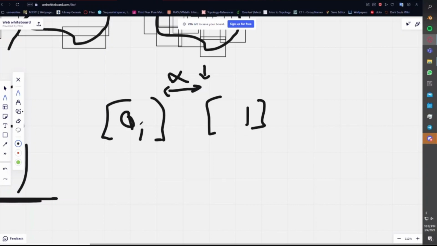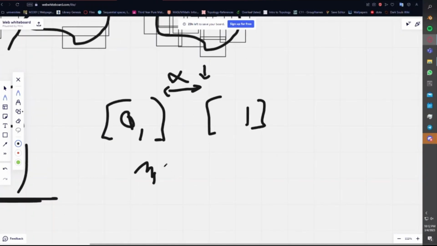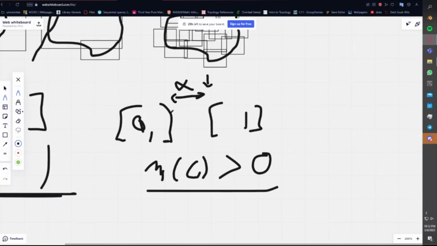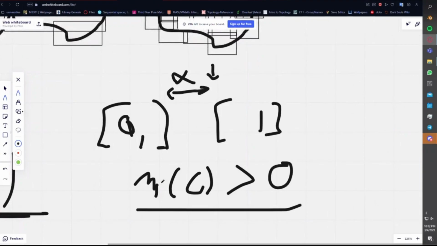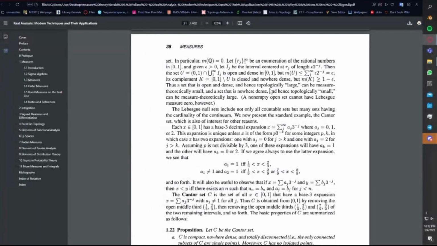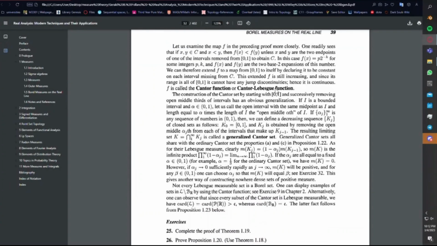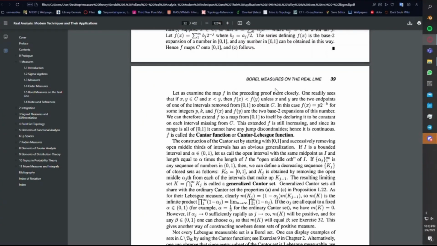It's going to be compact, nowhere dense, but it's going to have positive Lebesgue measure. The Lebesgue measure of that set is going to be positive, and this is the general Cantor set. So you constructed basically a nowhere dense set, which is, again, as we said, topologically small, but you can prove that it has positive measure. And I'll leave the details to you guys to go through. I think Fon discussed them in a lot of detail as well.